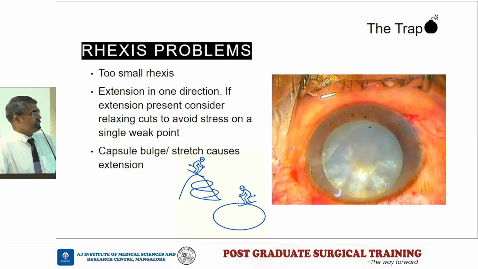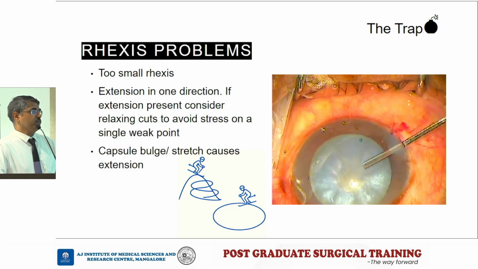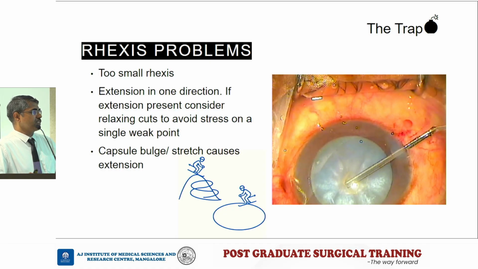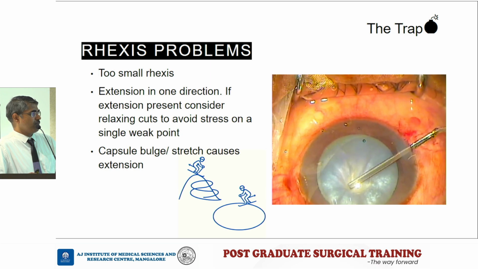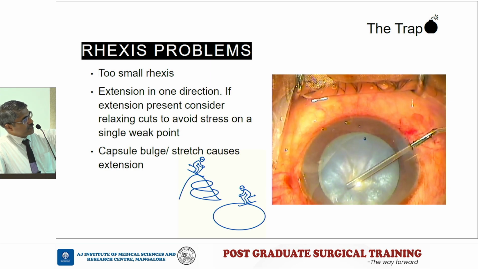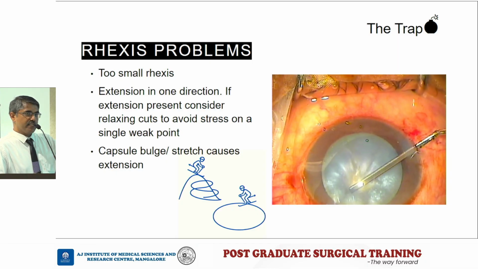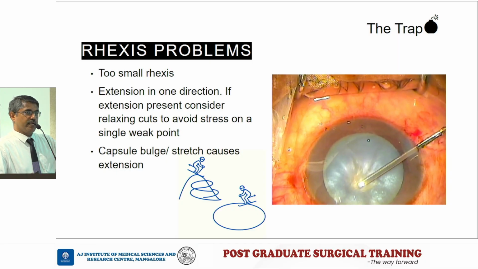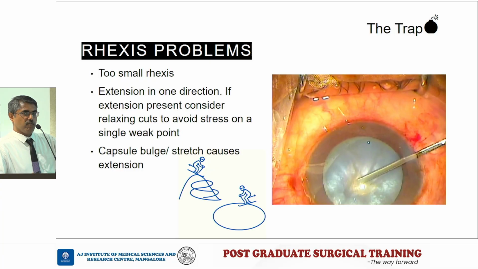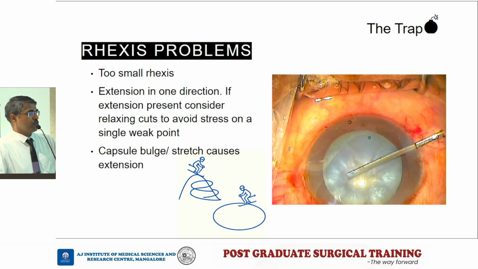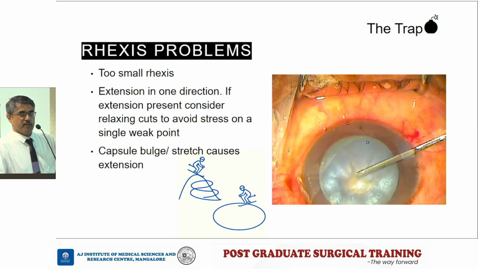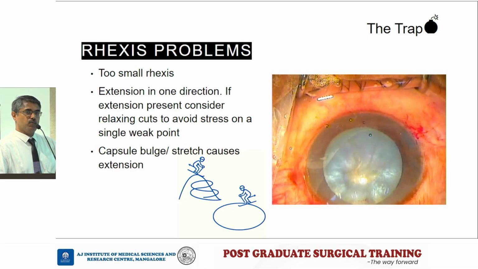Then you can go in with the empty syringe. Empty syringe means no air in the syringe, just vacuum. Go inside with an empty syringe and suck out some cortex from the bag. What happens now is you can see the capsule becoming concave. The convex capsule is now becoming a concave capsule. Once it becomes concave or flat, you are in control. You can even go through the main wound now, because it's decompressed, and aspirate some more cortex and make the capsule flat or concave.